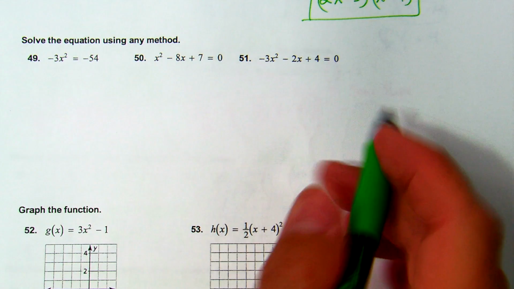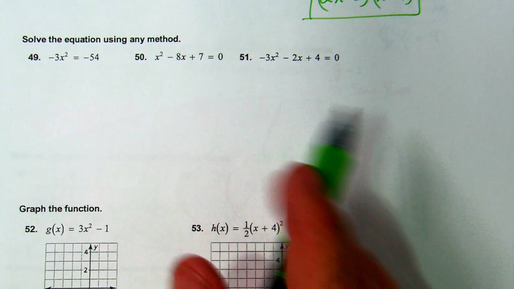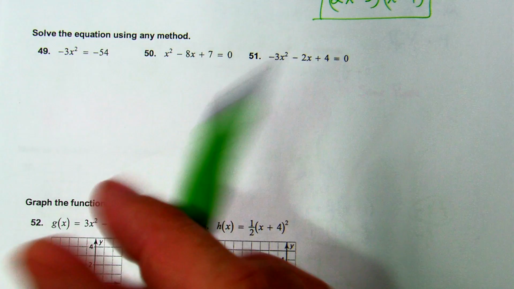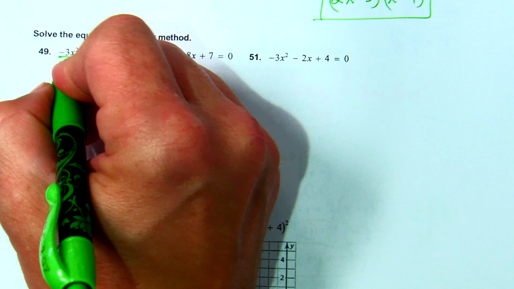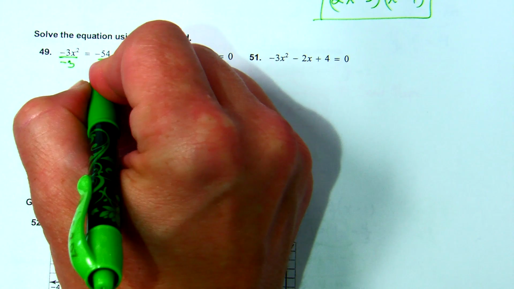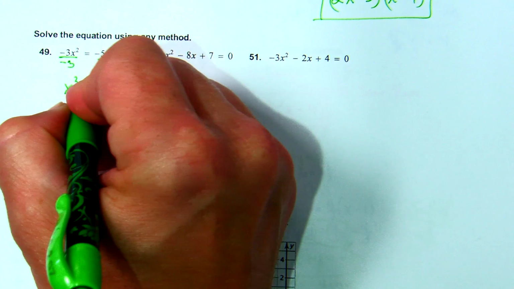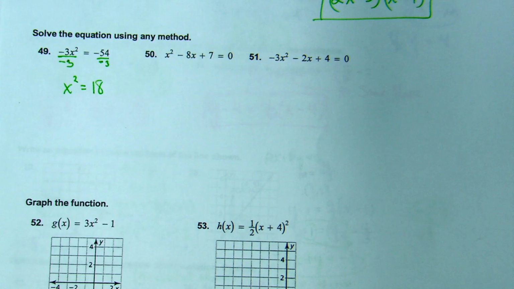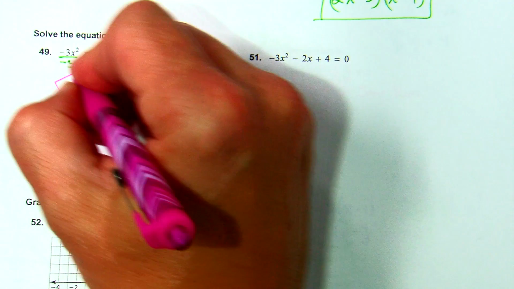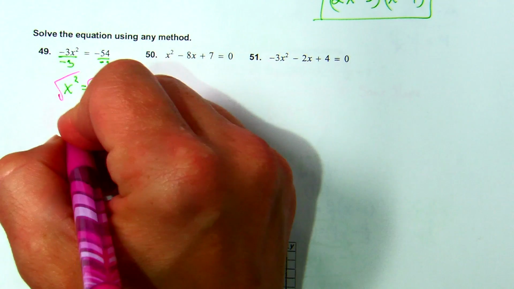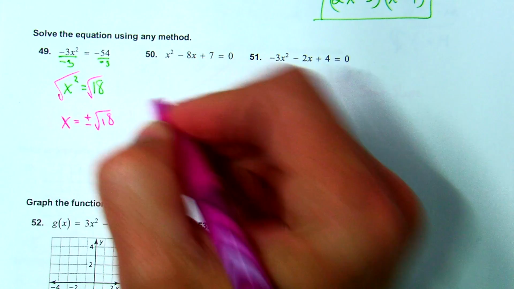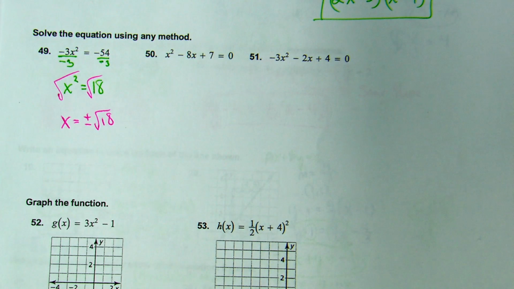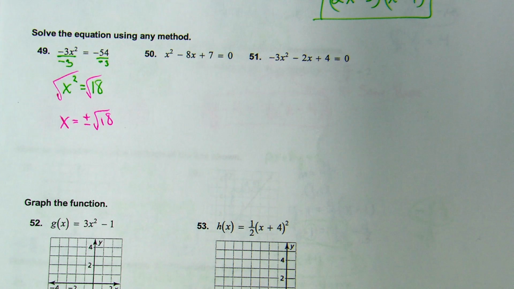Again, 49 through 51, I'm not going to do all of these because we've just gone through this section. The first one I'll do rather quickly. I could just do this by square roots. If I divide by -3, divide by -3, I'll end up with x squared equals a positive 18. At this point, I'm just going to take the square root of both sides. And so x is going to equal, leaving it in radical form here, plus or minus the square root of 18. If I did it on the calculator, I could get a decimal form if I needed to, rounding to whatever I needed, whether it was to the 10th or the 100th.